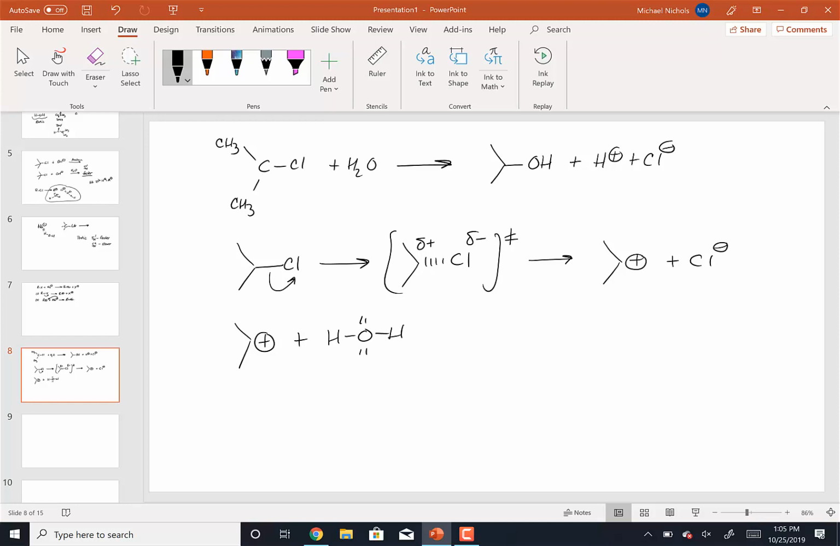Now, water has two lone pairs. That's what makes it electron rich. It's just not as electron rich as something with a negative charge. It's like middle class rich. So it has lone pairs that it can donate. And the one thing that does not happen is that water does not break up into OH minus and H plus.